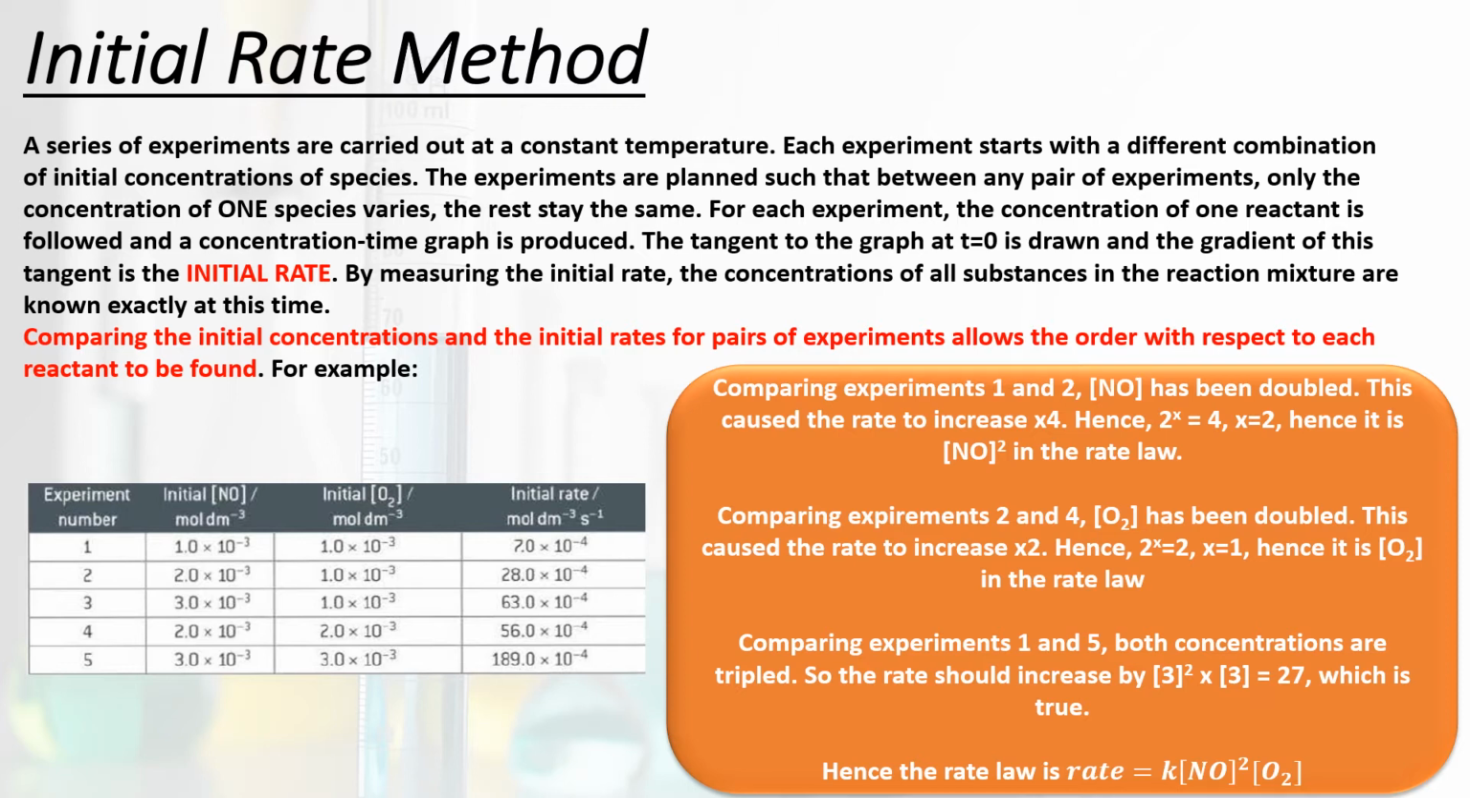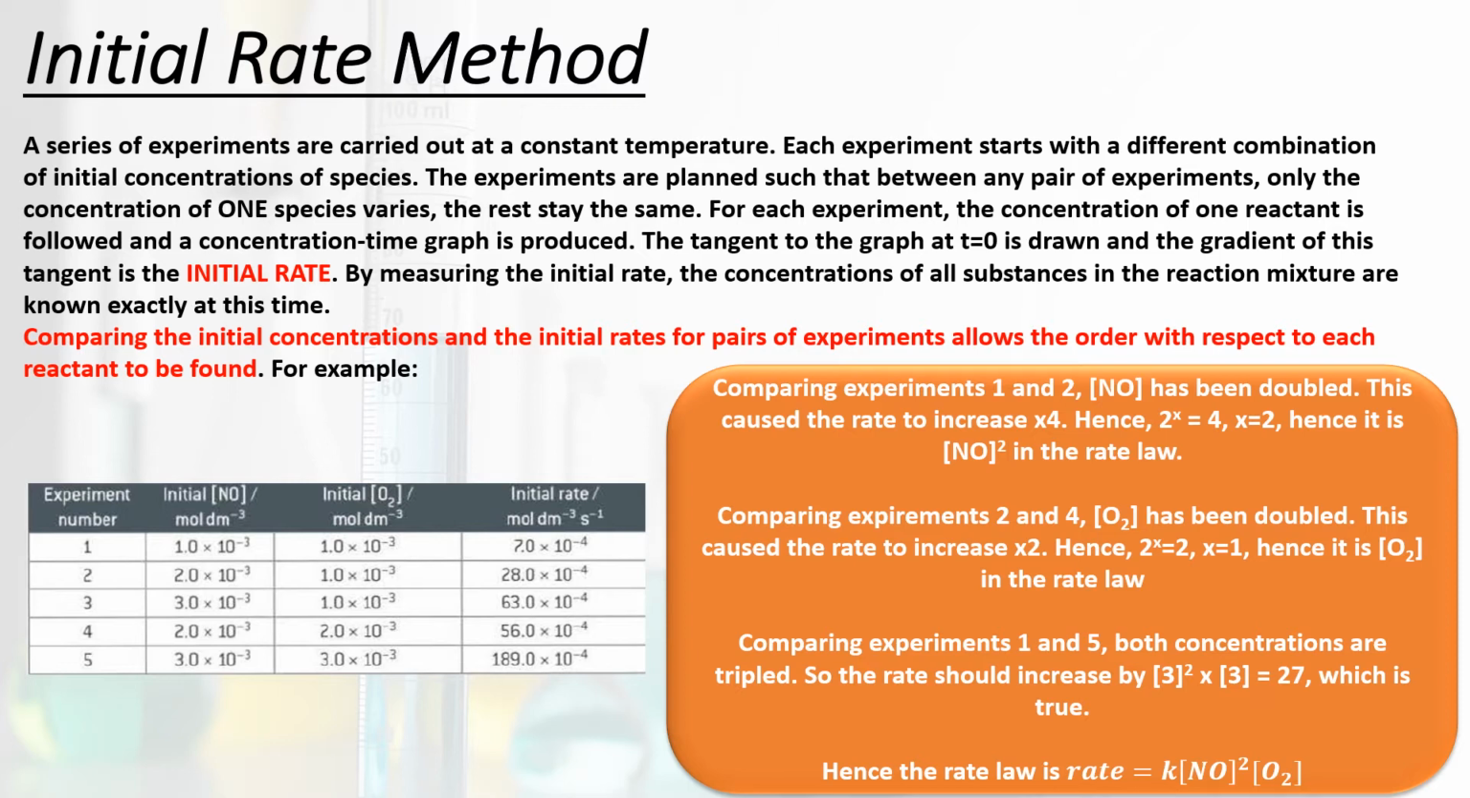We have this table on the left which is showing us these different experiments, and you can see that between any pair of experiments only one concentration has changed. For example, if we look between experiment number 1 and experiment number 2, we've kept the oxygen concentration constant at 1 times 10 to the minus 3 moles per decimeter cubed, but we've doubled the NO concentration, the nitrogen monoxide. By doing that, we've kept the oxygen concentration constant, therefore that's not going to have any different effect on the rate of reaction. However, we've doubled the NO concentration, so we'd look to see how the rate varied.